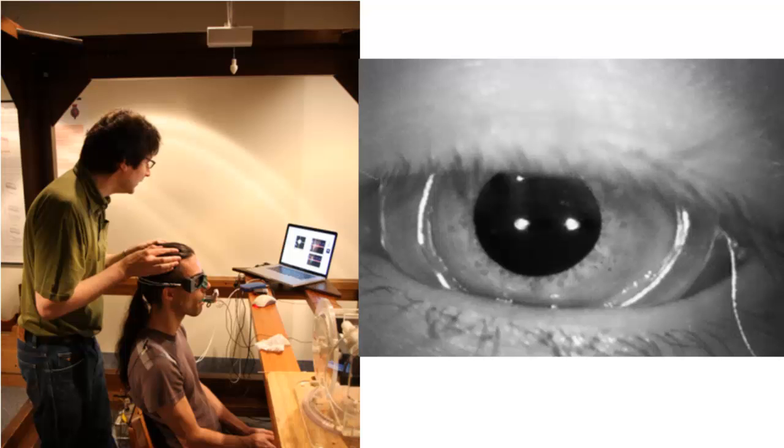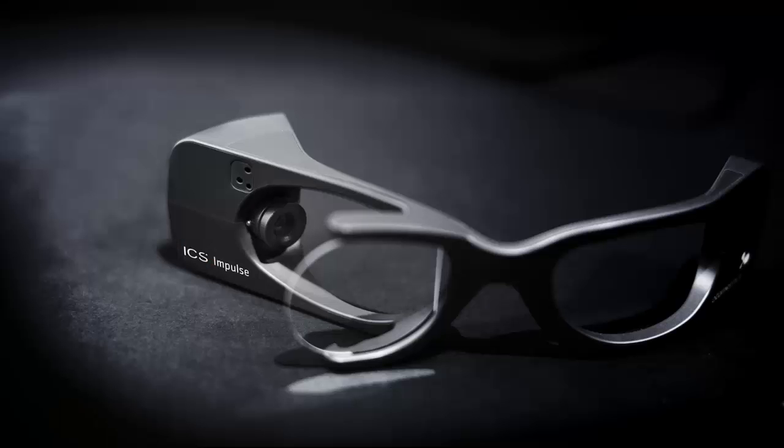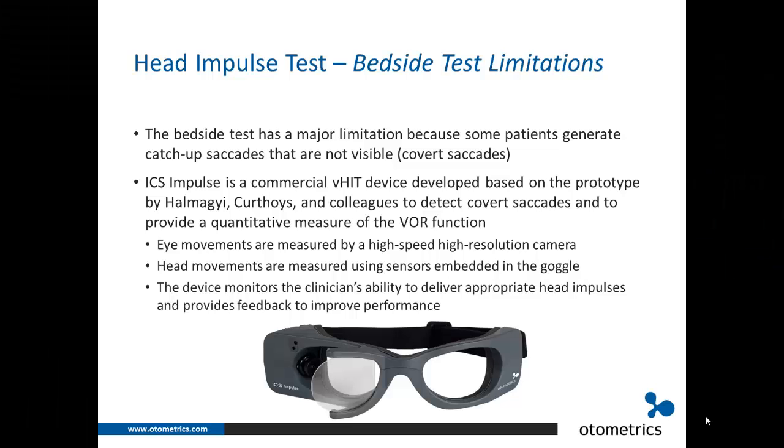As high-speed miniature cameras became more available, vHIT was eventually developed. ICS Impulse is a commercial vHIT device that's based on the prototype developed in association with Halmagyi, Courtois, and their associates. It uses a high-speed, high-resolution camera to measure the eye movements and provide a quantitative measure of the VOR function. Three-dimensional head movements are also measured using sensors embedded in the goggle. The device monitors the clinician's ability to deliver appropriate head impulses and provides feedback to improve performance.